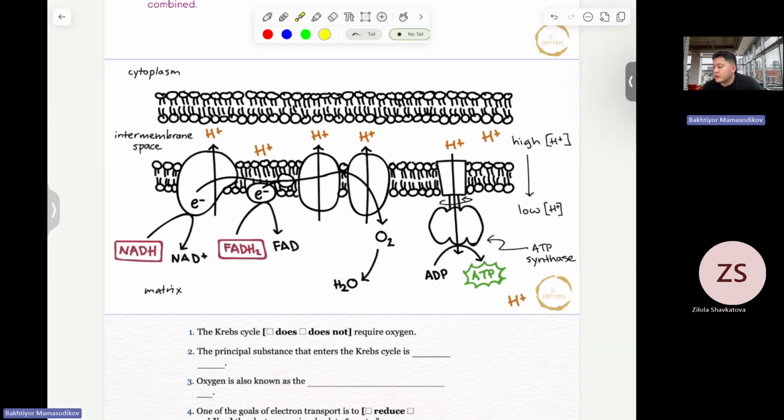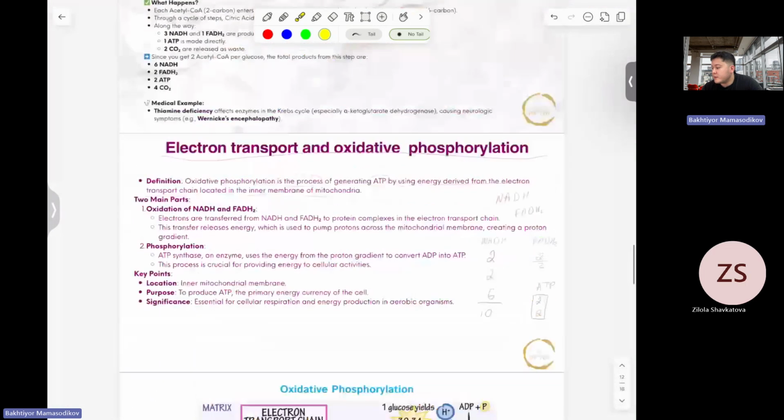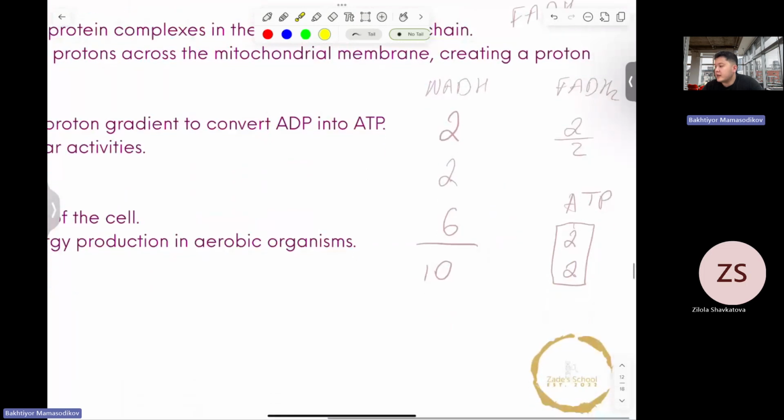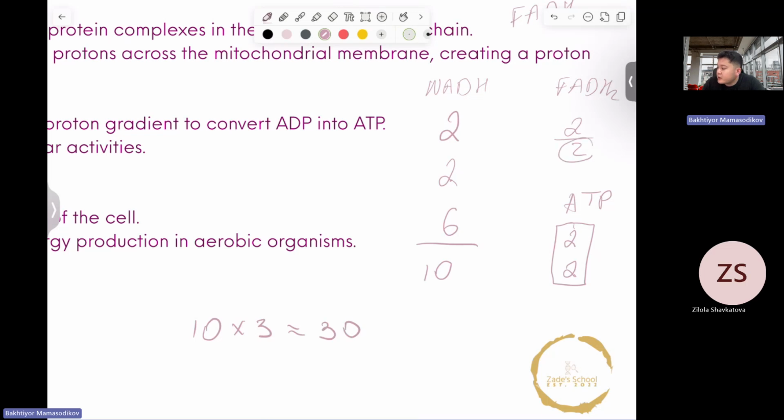Okay, so let's calculate it again. Do you remember we calculated that we had 10 NADH. Each NADH is going to produce 3 ATP, so totally we are producing 30 ATP. And each FADH2 is going to produce 2 ATP, so 2 FADH2 is going to produce 4. If we add them, there will be 34 molecules of ATP.